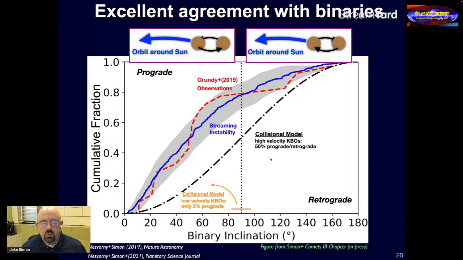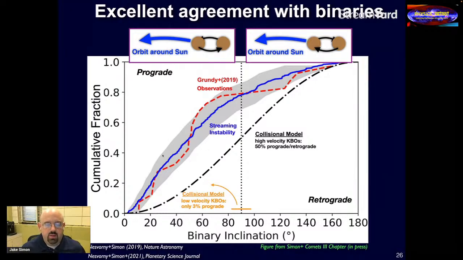Now, the collisional model, for comparison, has two versions. The first is that you start off with high velocity Kuiper belt objects and collide them together to form larger bodies. Remember, this model assumes you start with kilometer-sized bodies and grow up to about 100-kilometer sizes. If you assume that and you do high velocities to start, then you actually get 50% prograde, 50% retrograde. That's this dot dash black line here. If you do low velocity collisions, only 3% are prograde. So you would have a curve that starts down here and goes up like that, right? So in this case, most of the binaries in the collisional model are retrograde.